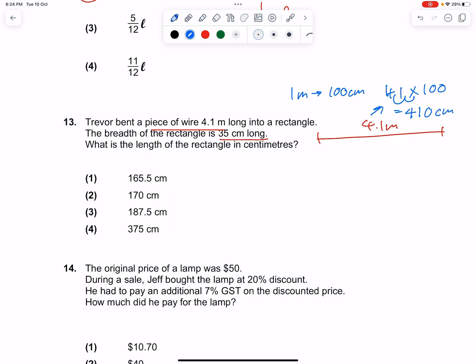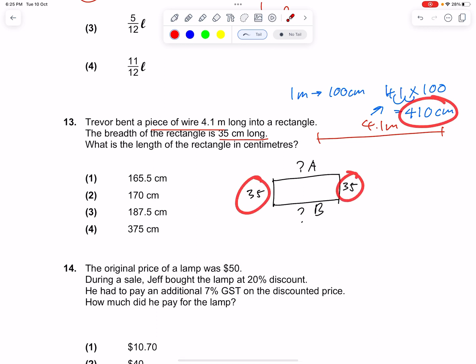Now, to help us visualize this question better, I will suggest you draw yourself a rectangle, just a rough one. Note that the breadth is 35 and 35. Now the question is, what are these two parts? Because A and B are the same, I would take the total amount, subtract away these two, and get the total of A and B, and then divide by 2.